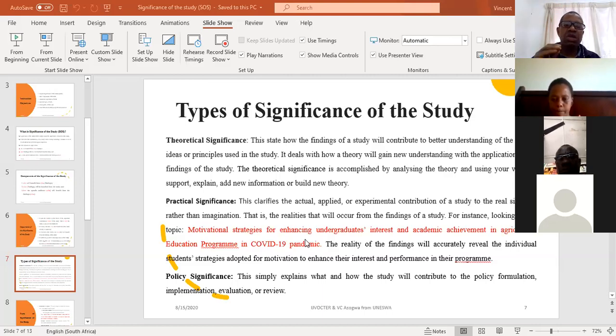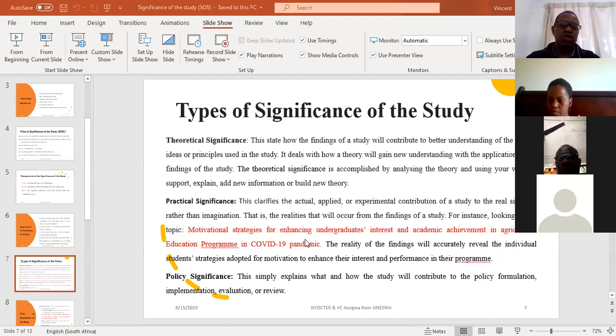The three major significance of the study are: one, the theoretical significance, the practical significance, and then now recently we are talking of the policy significance. The theoretical significance, in that place, the researcher is expected to state how the findings of the study will contribute to the understanding of the theory, ideas, or principles that are used in the study.